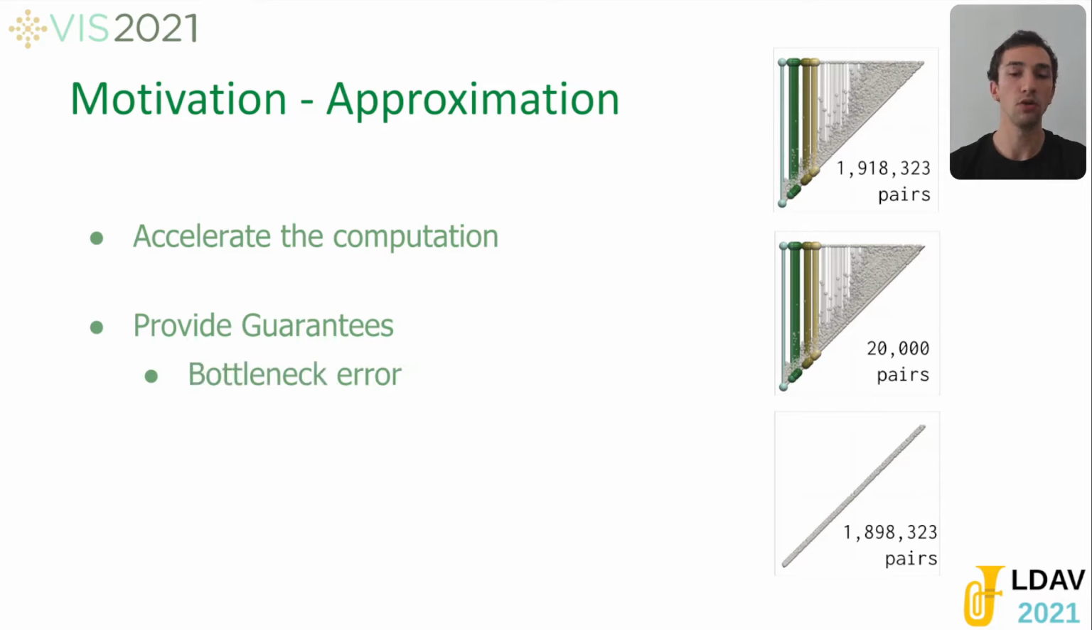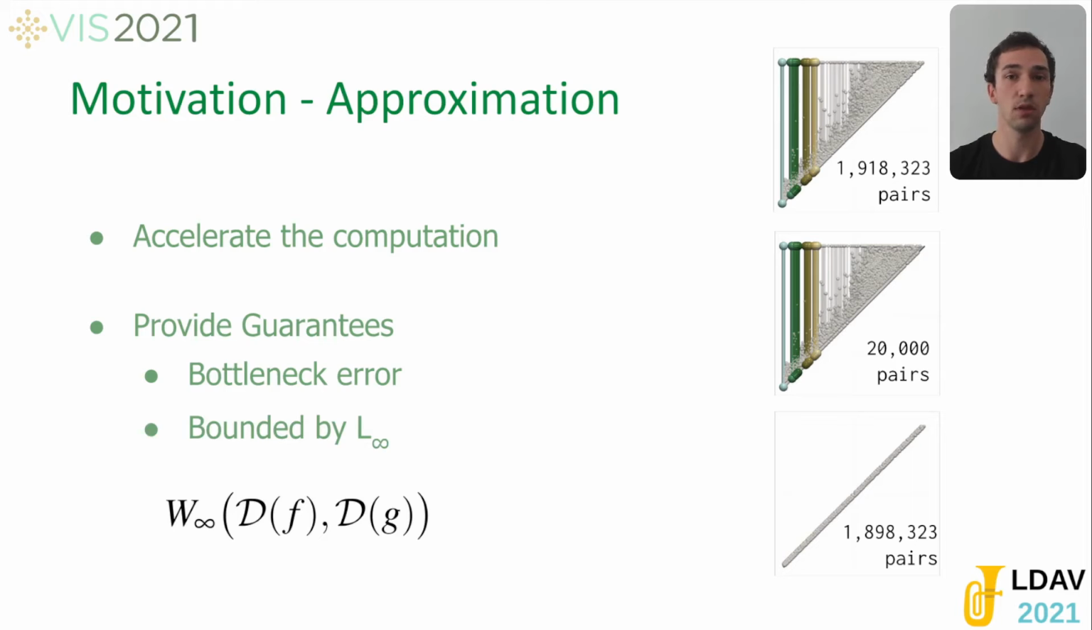So in this work, we focus on providing guarantees on the bottleneck distance between our approximation and the exact diagram. The bottleneck distance is a well-established metric on the space of persistence diagrams, with nice stability properties. In particular, the distance between the diagrams of two scalar fields is bounded by the uniform distance between these fields. And so we use this stability property to introduce an approximation method for persistence diagrams with user-controlled guarantees on the bottleneck distance to the exact result.